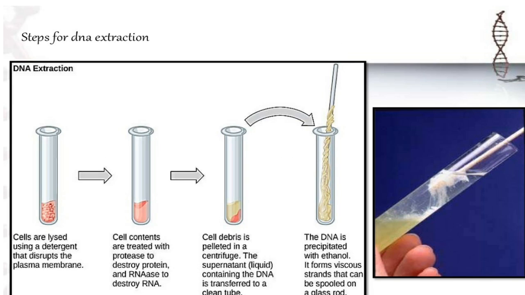See the DNA extraction. Cells are lysed using a detergent that disperses the plasma membrane. Cell contents are treated with protease to destroy protein and RNase to destroy RNA. Cell debris is pelleted in a centrifuge. The supernatant containing the DNA is transferred to a clean tube. The DNA is precipitated with ethanol. It forms viscous strands that can be spooled on a glass rod. See the picture of how DNA is spooled out.